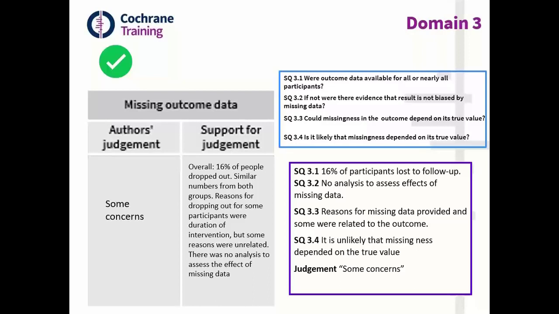So guidance on answering the signalling questions is available, and answers to these will inform the algorithm. And in this case, the judgment is some concerns rather than low. So again, the support for judgment is covering key information from those signalling questions.